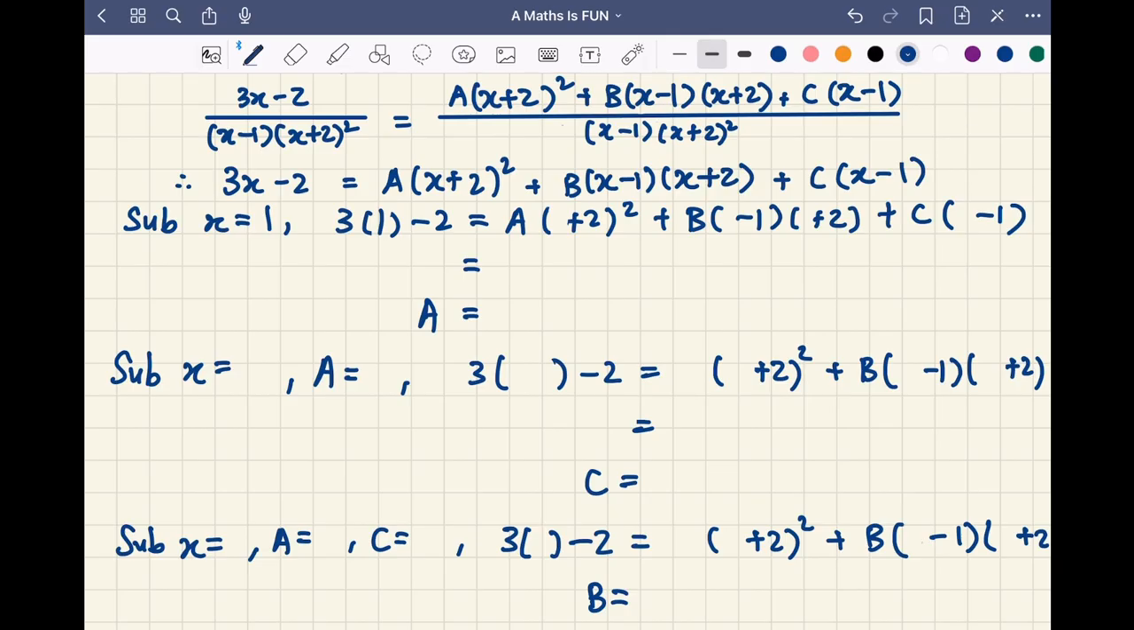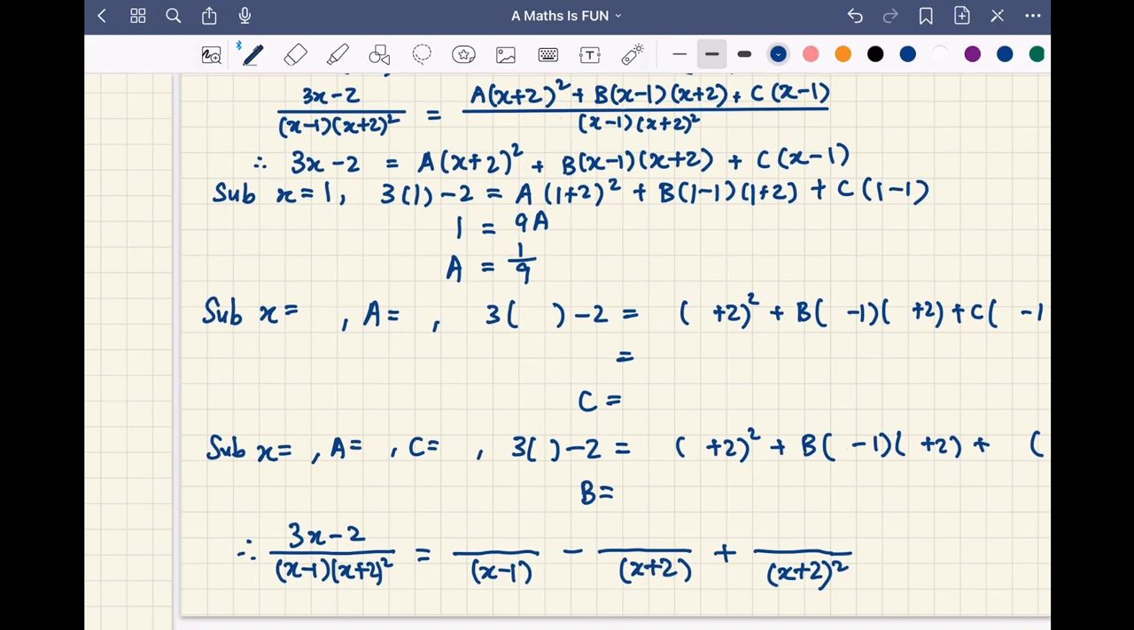On the right hand side, we will have a times (1 plus 2) squared, plus b times (1 minus 1) times (1 plus 2), and then we will also have c times (1 minus 1). So of course, this becoming 0 and this becoming 0 makes b and c disappear, and what we will have now is only 1 equals 9a. So solving that, we'll have a equals 1 over 9.